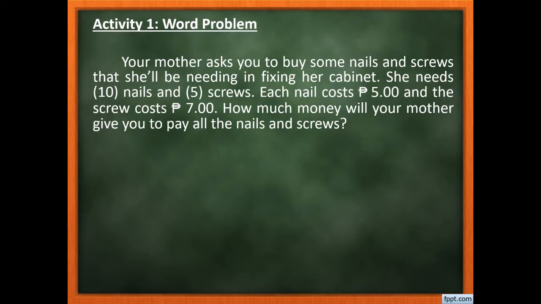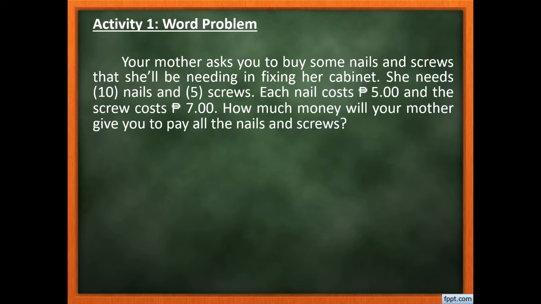Now, after watching the video and familiarizing the types and examples of simple machines, let's find out if you have learned something from the video clip by answering the following activities. Activity number 1. Word problem. Your mother asks you to buy some nails and screws that she'll be needing in fixing her cabinet. She needs 10 nails and 5 screws. Each nail costs 5 pesos and the screw costs 7 pesos. How much money will your mother give you to pay all the nails and screws?